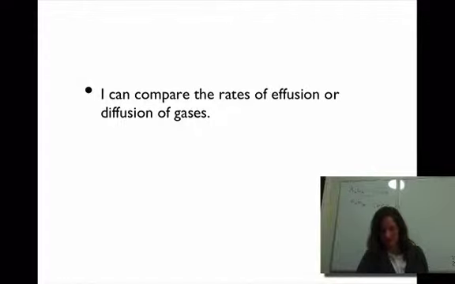This video will focus on the learning target. I can compare the rates of effusion and diffusion. So just a reminder, diffusion is when gases move from high concentration to low concentration, and effusion is when they move from high pressure to low pressure.